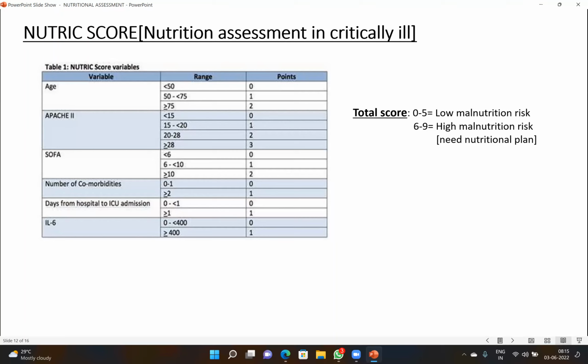And if we are taking interleukin 6 into account, then if the value is more than 400 for interleukin 6, we add 1 to the total score. Up to 5 is low malnutrition risk, and 6 to 9 is high malnutrition risk, and we need to plan nutrition. The patient needs the nutritional plan.